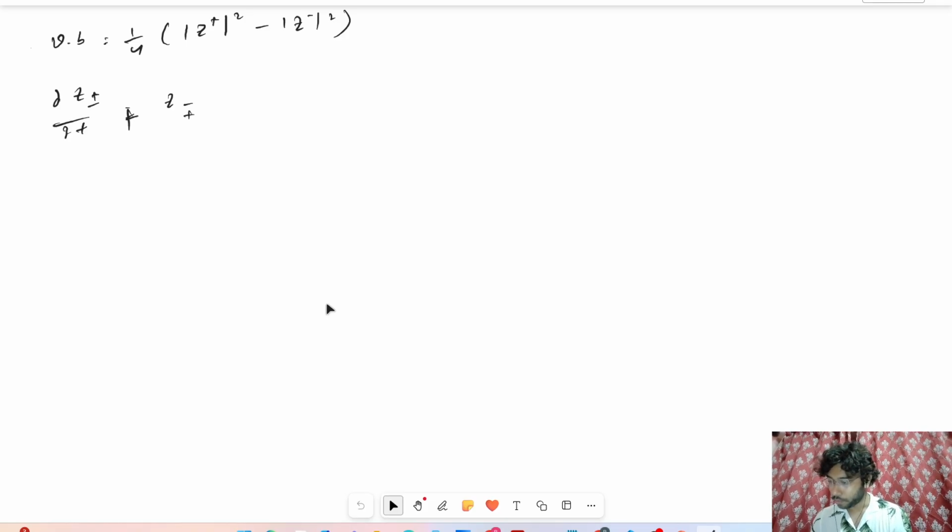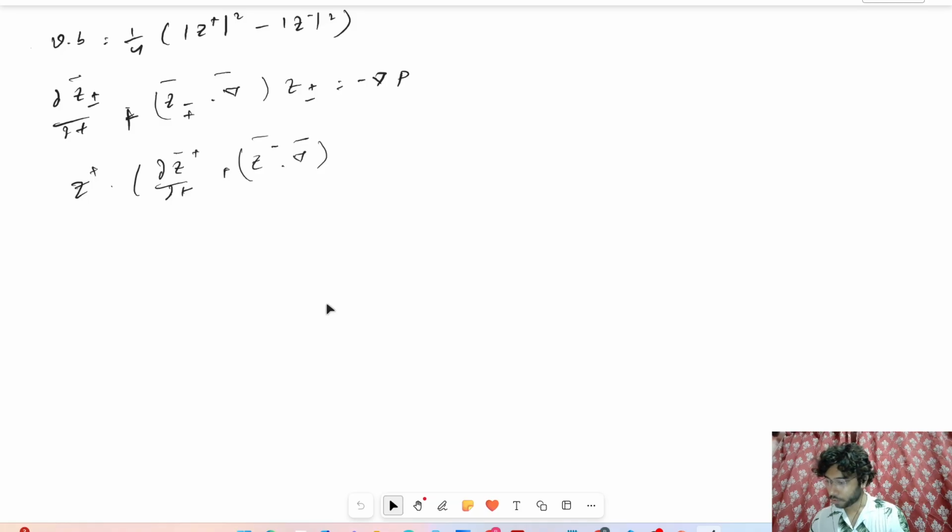We got del Z plus minus equals to minus del P. Now what we will do is multiply the first equation with Z plus. This will be minus Z plus dot del P. And we will multiply the second equation with Z minus: Z plus dot del Z minus minus Z minus dot del P.